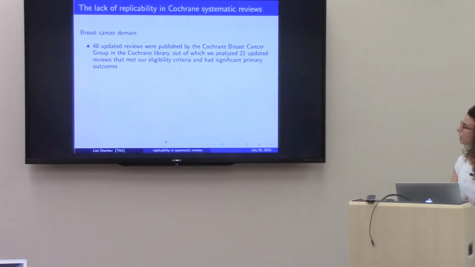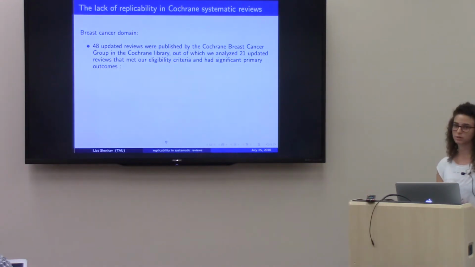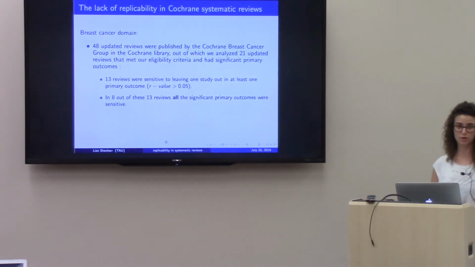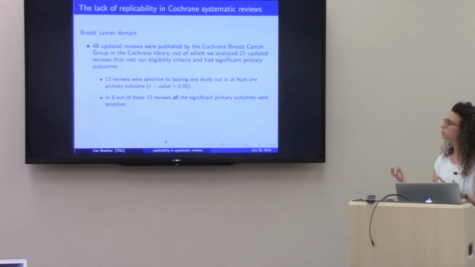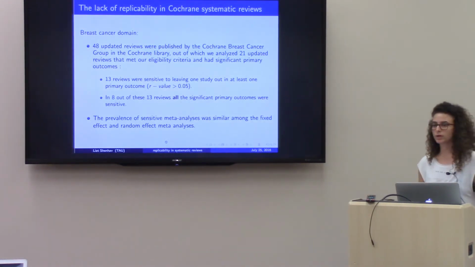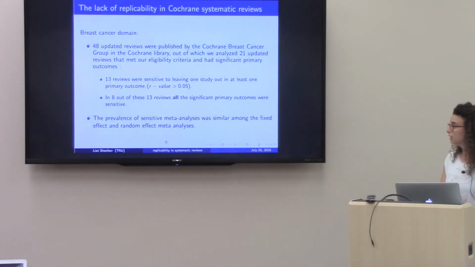So how prevalent is it? Unfortunately, very. We looked at the breast cancer domain and analyzed, according to some eligibility criteria, 21 out of their 48 updated reviews. We found that more than 60% of reviews were sensitive to leaving one study out in one of their primary outcomes, meaning the R value was larger than the significance level. And in 8 out of these 13, all of their primary outcomes were sensitive to leaving one out, meaning this is something that anyone who looks at a meta-analysis should be aware of. Even though we account for another source of variability in the random effect model, it was similarly prevalent in the random effect and the fixed effect.